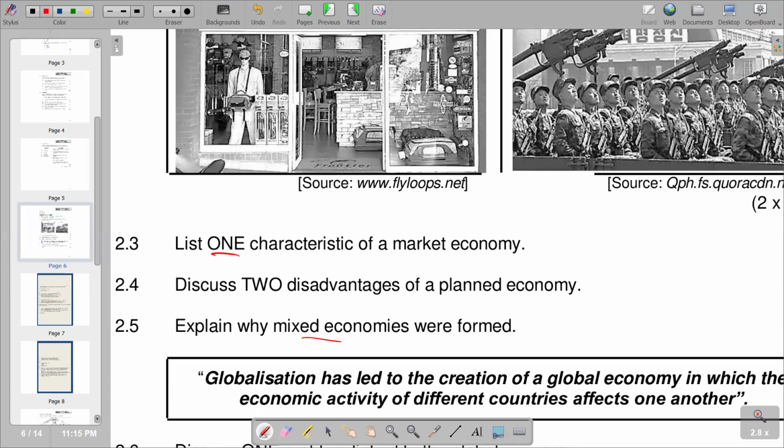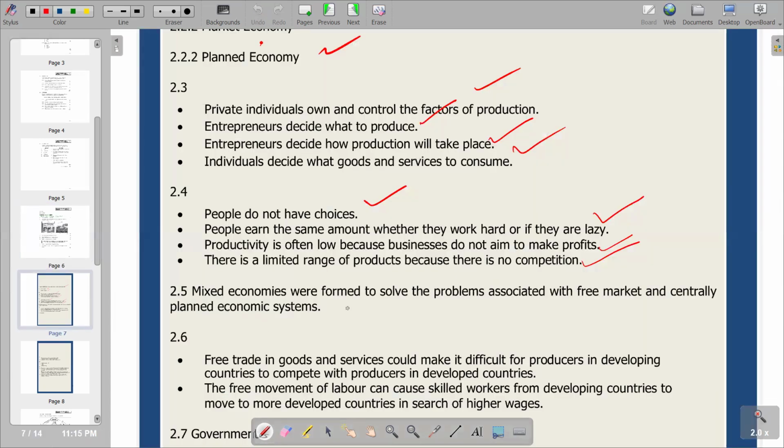So the market economy will close the gaps in terms of the weaknesses that are there in the command economy. Then the command economy also will close the gap in terms of the weaknesses of the market economy. So basically, that's the scenario that we have. We have that also articulated in our answer section, whereby it reads: mixed economies were formed to solve the problems associated with the free market and centrally planned economic system. So basically, that's what we have.